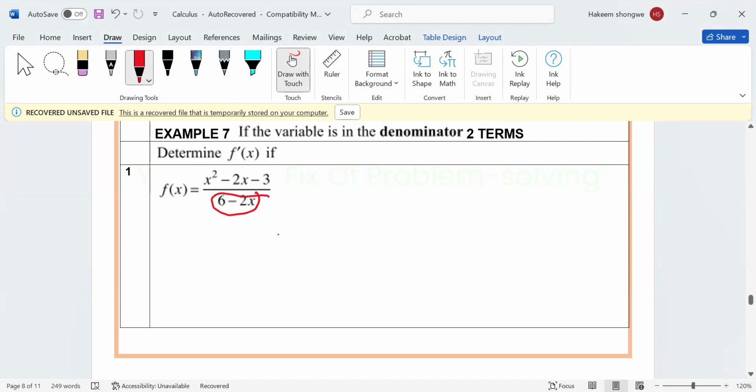Example number 7, we are dealing with more than 1 term. Let's not be specific to say 2 terms or what. We're saying we're dealing with more than 1 term. So what's the story here? Unlike the one that we were doing before, example number 6.